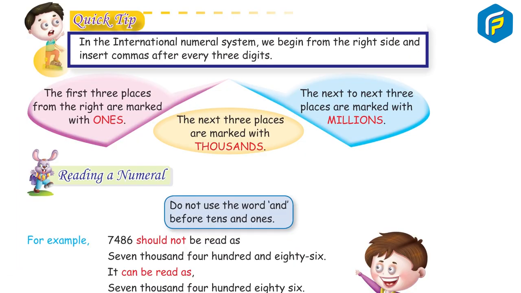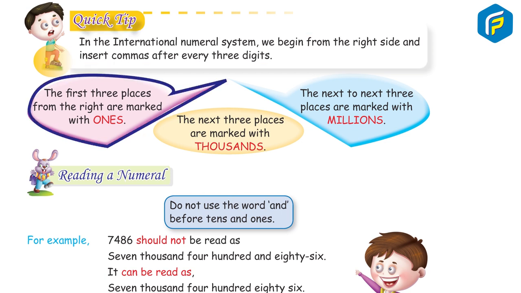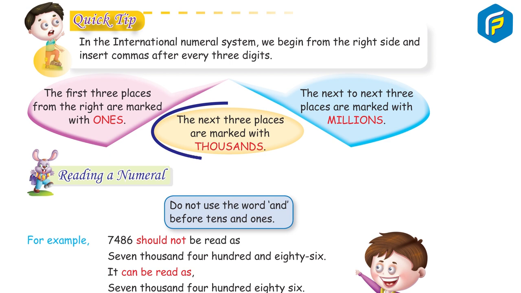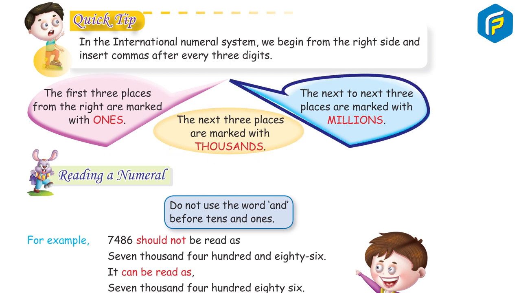In the international number system, we begin from the right side and insert commas after every three digits. The first three places from the right are marked with ones. The next three places are marked with thousands. The next three places are marked with millions.